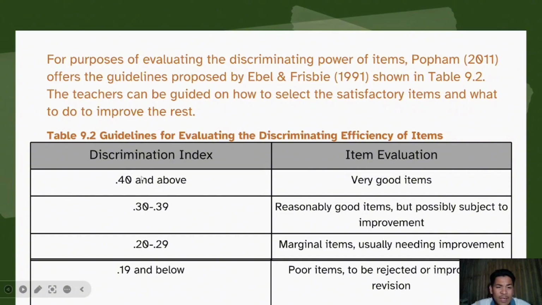So if the discrimination index is 0.40 and above, that is a very good item. If 0.30 to 0.39 naman, that is a reasonably good item but possibly subject to improvement. So, kailangan i-improve yung item. And if 0.20 to 0.29 naman, that's a marginal item usually needing improvement. And 0.19 and below, that's a poor item to be rejected or improved by revision. So, kailangan talaga na i-revise or improve yung item kapag 0.19 or below na ito.